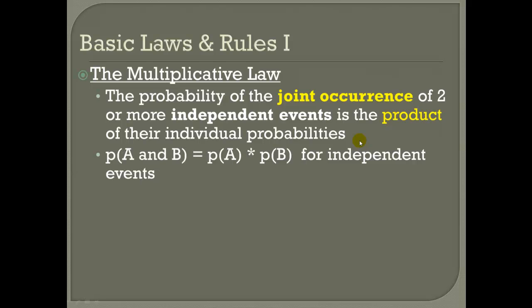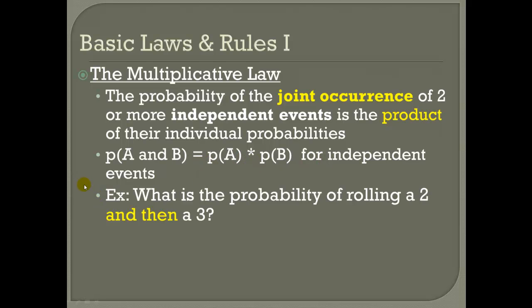Let's better serve with an example. Let's say we want to get the probability of A and the probability of B after that. So the probability of A times the probability of B for independent events. The best example for this: what's the probability of rolling a 2 and then a 3 on a pair of dice? The key term here is "and then." That's when we should take this multiplicative law into effect, because it's asking how likely we are to get this one and then this one. So if we rolled it twice, what's that likelihood?